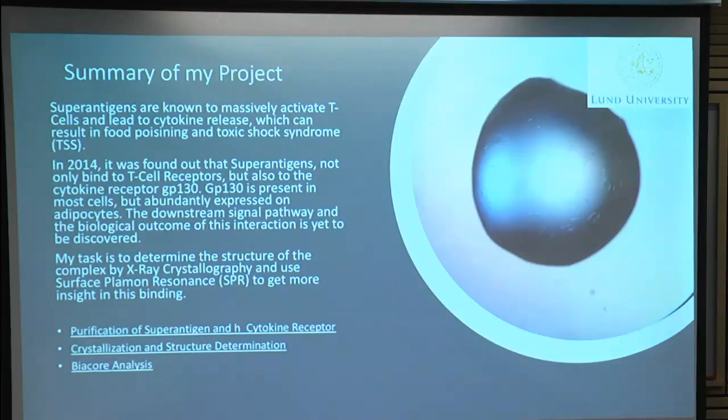But that was all investigated. There are a lot of structures of superantigens and T-cell receptors in MHC class 2. So now it was also found out with surface plasmon resonance that they bind to GP130. And we purify a truncated version of GP130, because there are 10 different cytokines so far known to bind to GP130. And we see it also with surface plasmon resonance that it's binding. And the interesting thing is that it's only binding to the human GP130. So we tested mouse and rat and it's not binding there.